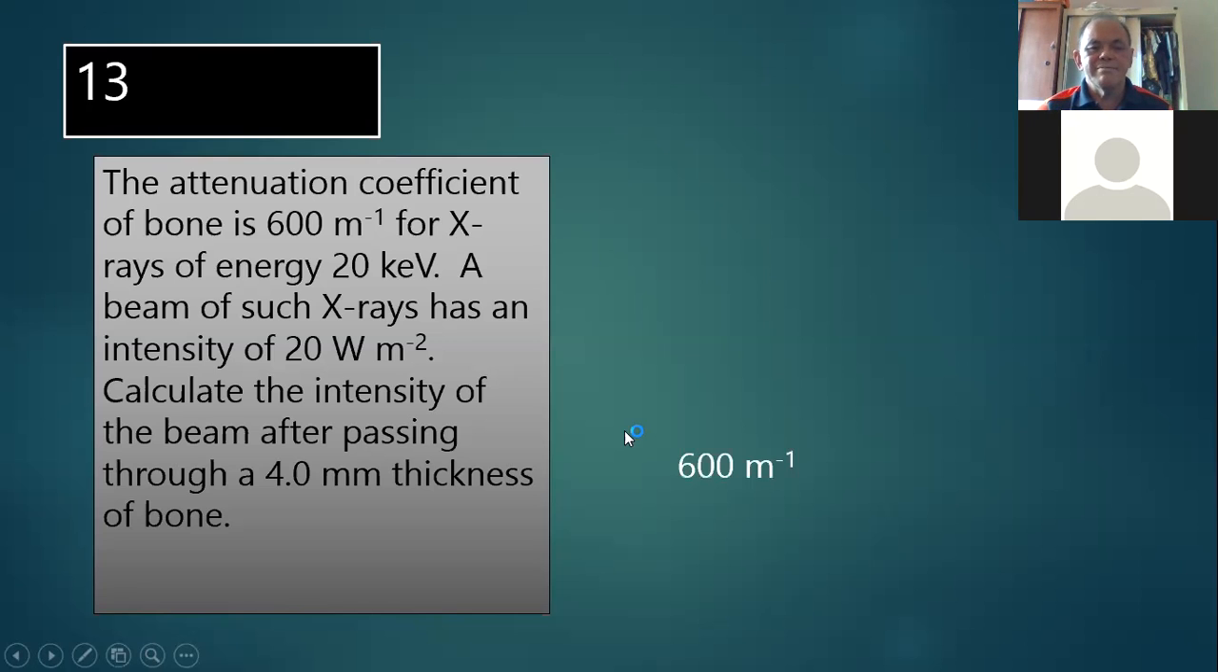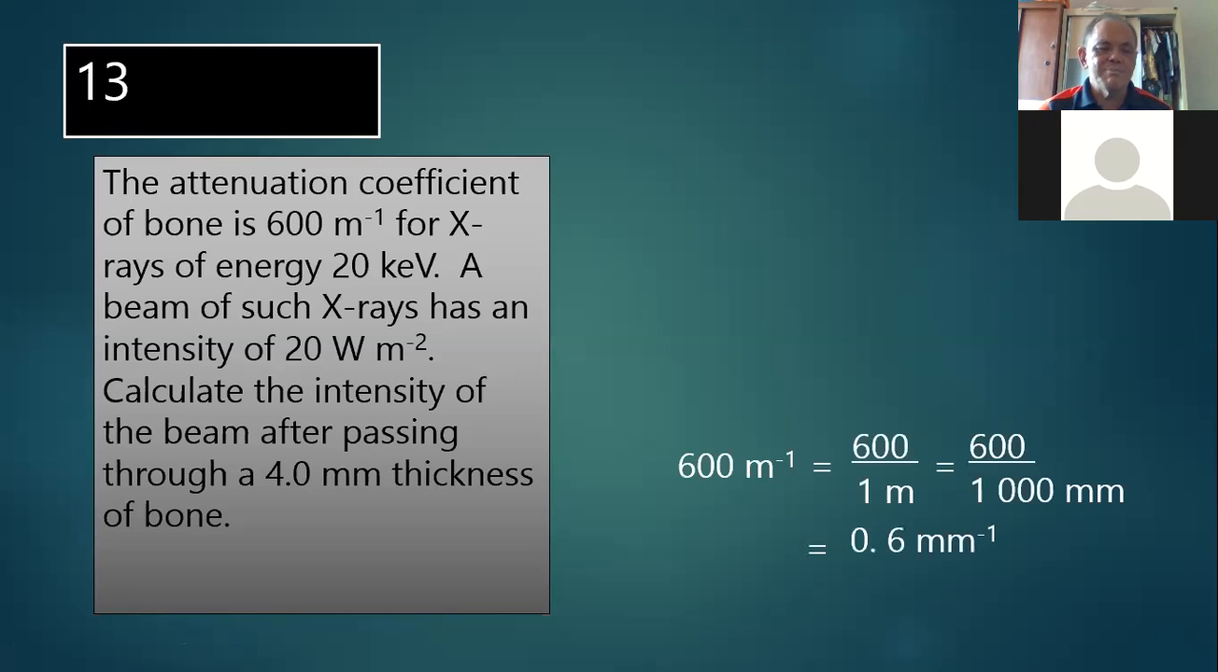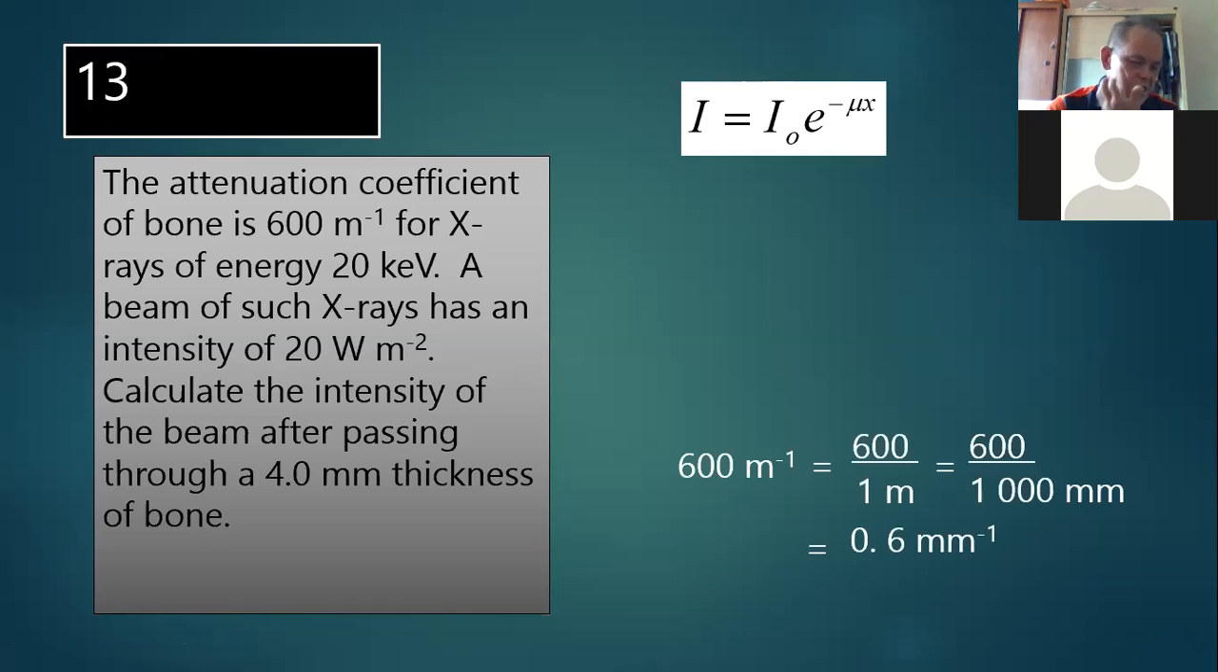So 600 becomes your 600 over 1 meter. 1 meter is 1000 millimeter. So divide by 1000, so you can convert that to 0.6 per millimeter. And use the formula. Remember, go to the formula sheet if you've forgotten. Except just change the symbol. I is not the number.